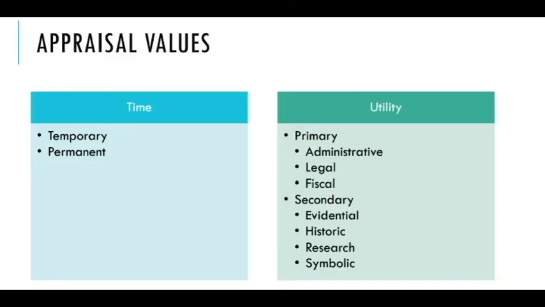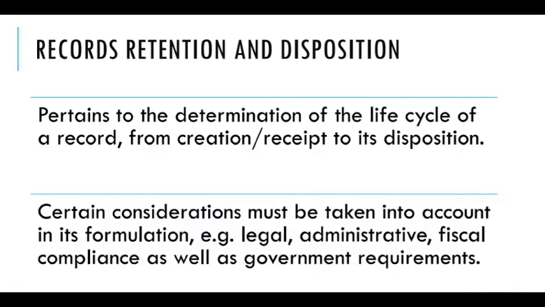So what are the appraisal values? Time, that is temporary and permanent, and utility, those are primary. Under that, that is administrative, legal, and fiscal. And the secondary, those are evidential, historic, research, and symbolic. And then, what is the records retention and disposition? It refers to the determination of the life of a record, or a life cycle of a record.